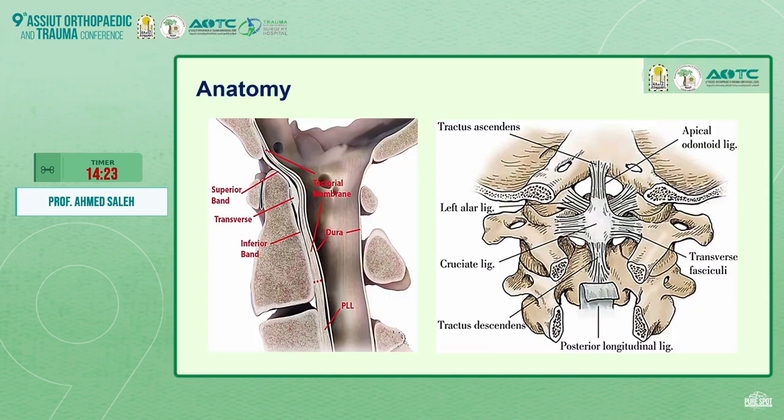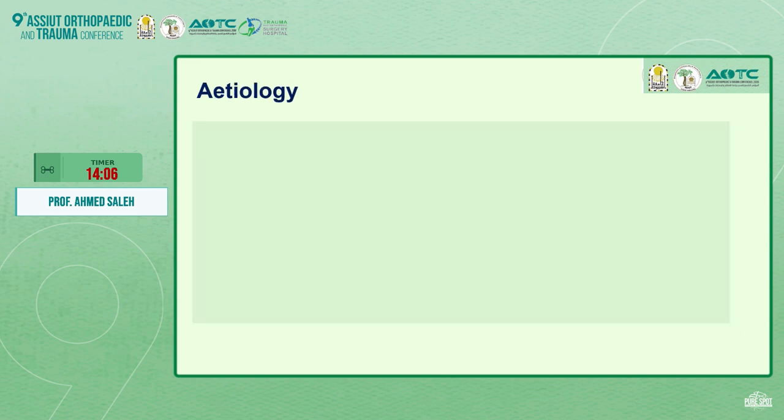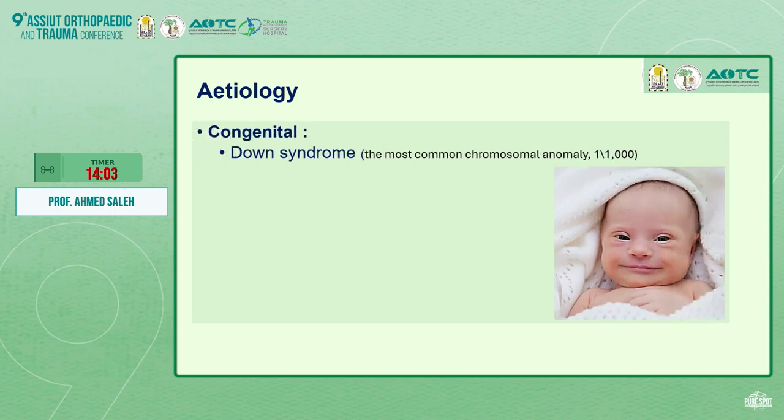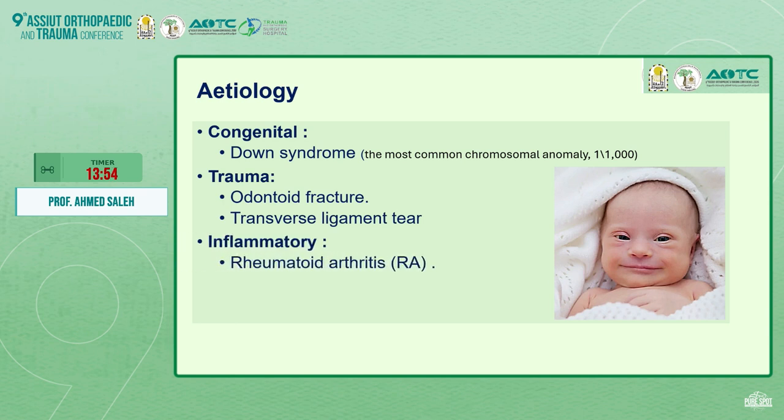The anatomy: the articulation between C1 and C2 is responsible for more than 50% of the rotational movement of the cervical spine. And we can see that the cruciate ligament is supporting the dens against the arch of C1. Etiology: atlantoaxial instability can be due to a congenital cause, and the most common is Down syndrome, trauma, odontoid fracture, or transverse ligament rupture, inflammatory as in rheumatoid arthritis, infection, Grisel syndrome, which is upper respiratory tract infection causing atlantoaxial rotatory subluxation, and it is more common in children.